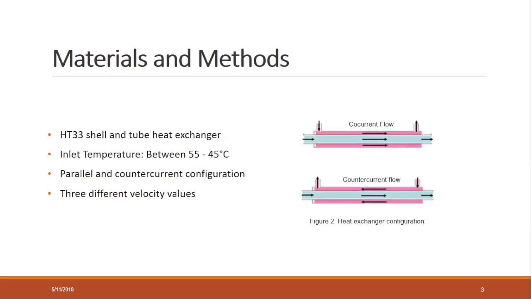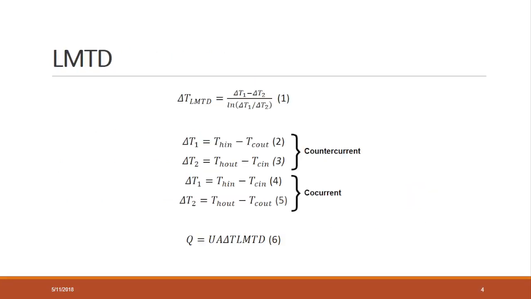Materials and methods. The experimental setup was an HT33 shell and tube heat exchanger that could operate in either co-current or countercurrent. A temperature between 45 and 55 degrees Celsius was maintained for the inlet. Experimental methods. Based on these experimental results, the coefficient was calculated by means of three different calculation methods.